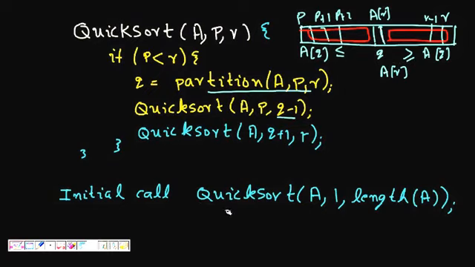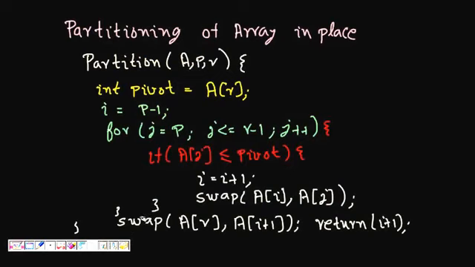So how do we call this function? This small piece of code will do the trick for you. The initial call will be QuickSort(A, 1, length of A), where length of A is the number of elements in it. Now what is the partitioning procedure for an array? Partition(A, P, R). Let's say we decide the pivot is A[R], which is the rightmost element. Then I is P minus 1 initially.